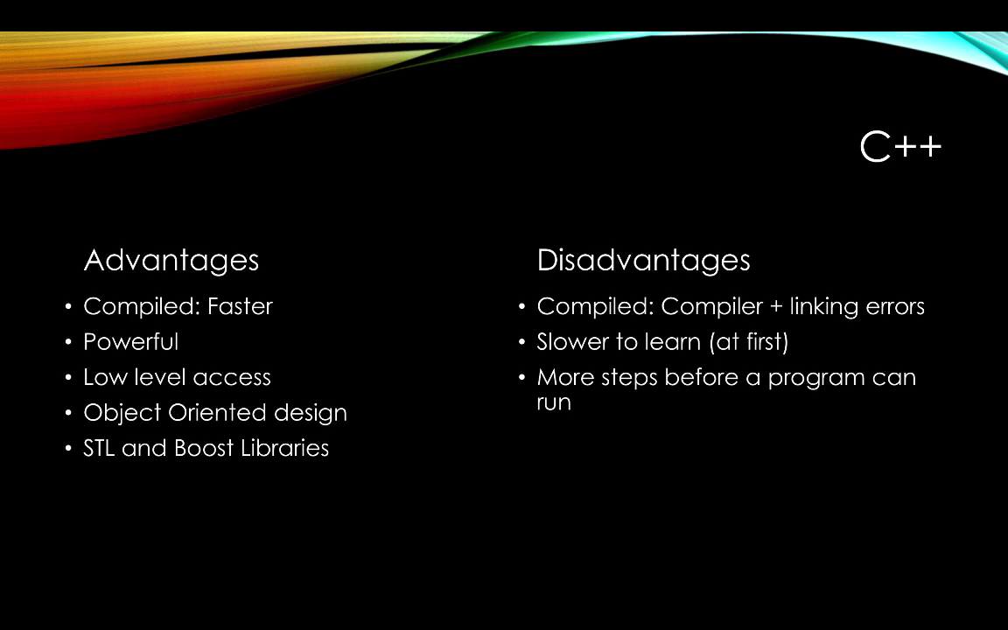C++, it is a compiled language, so it's going to be faster. It's very powerful. You have easy access to low-level features of your computer. It's based around object-oriented design. And then for extra libraries, you have the standard template library and the boost libraries. And these are really going to be how you're going to bring a lot of the Matlab and like matrix functionality into C++. Some of the disadvantages of C++ are that it is compiled, which means you have to use a compiler.